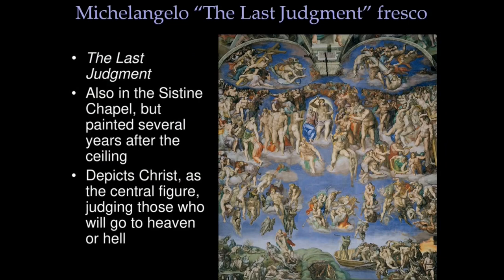One of the central compositions in the cycle of frescoes is the Last Judgment fresco. It depicts Christ as the central figure, judging those who will go to heaven or to hell. This composition took several years to be created. Michelangelo showed all his heroes with exaggerated proportions of their bodies, with this extreme materialism, and with all this musculature and movement also.